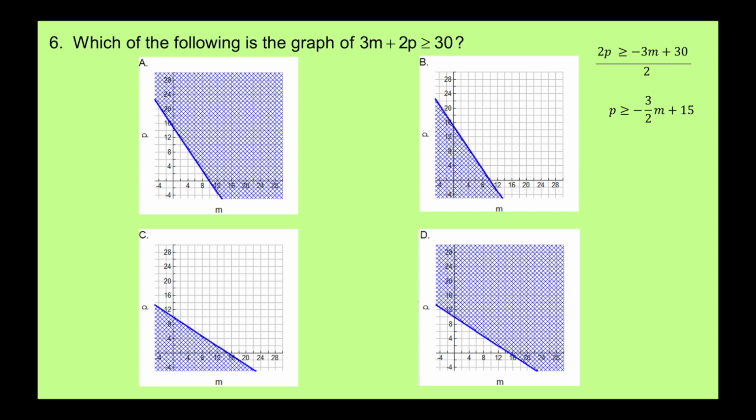From there, I'm looking at the fact that this is a greater than or equal to symbol, which means the shading should be above. So A would be an option, B is out, C is also out, and D is an option.